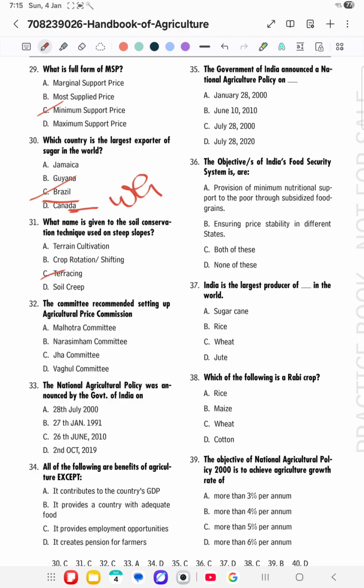Yes. Which committee recommended setting up of the Agricultural Price Commission? Oh wow, the Narasimham Committee. He is someone very associated with economics actually. Malhotra Committee, Jha Committee, Vakul Committee. It can be C, the Jha Committee. I'll remember this. The Agricultural Price Commission was recommended by the Jha Committee. This is something I can use in some other exam also.